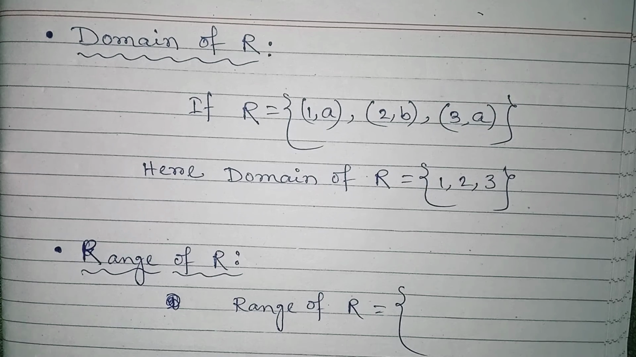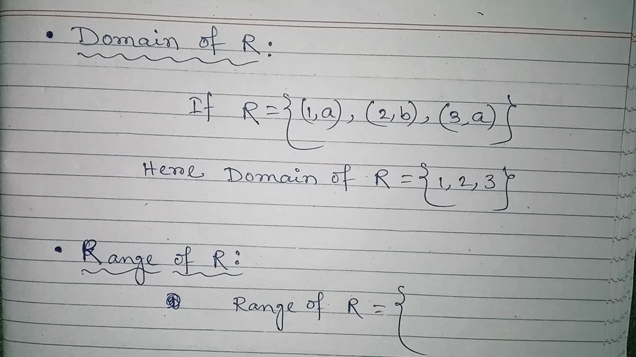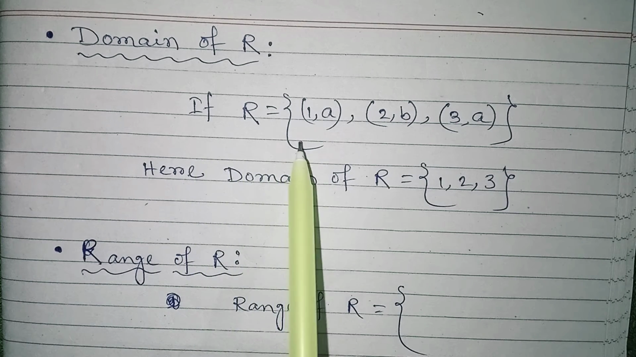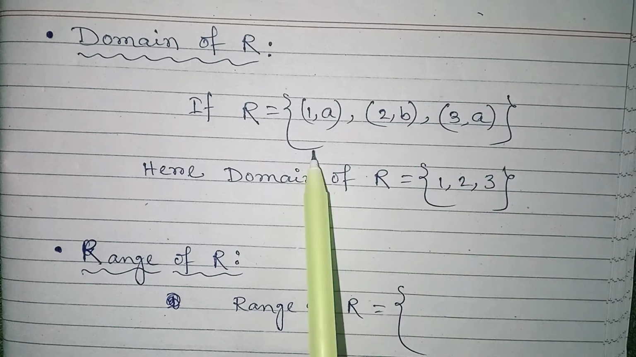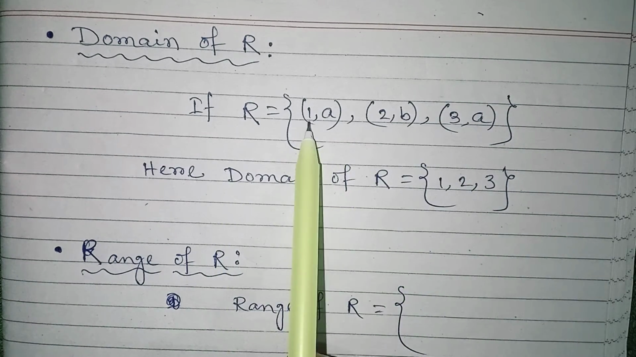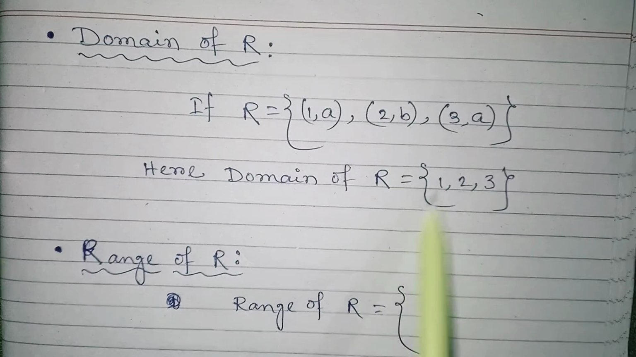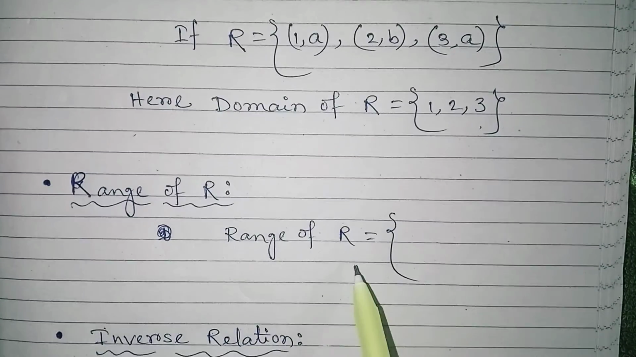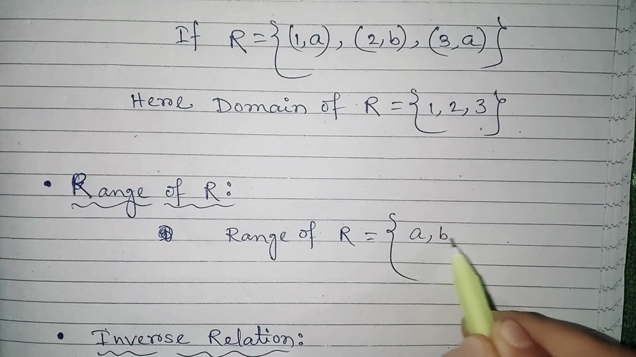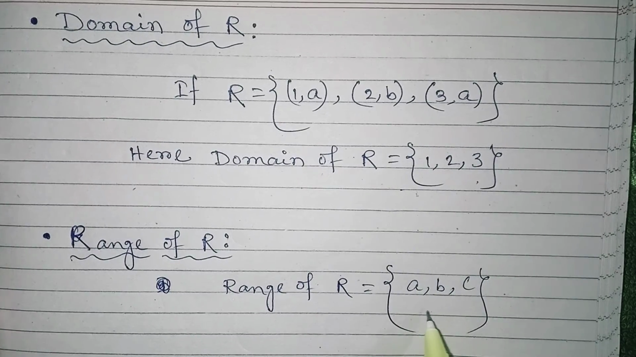Now another topic is finding the domain of a relation. Suppose R is a relation with elements 1 comma a, 2 comma b and 3 comma c. Then the domain is the first element of each pair. See here, the first elements 1, 2, 3 are the domain and a, b, c is the range of R. So the range of R is a, b, c and the domain of R is 1, 2, 3. This is called the roster method.